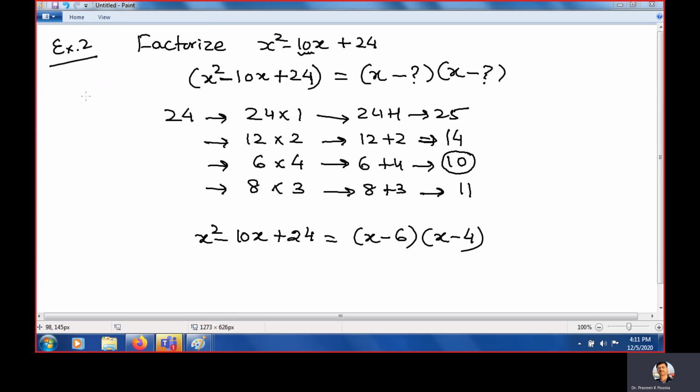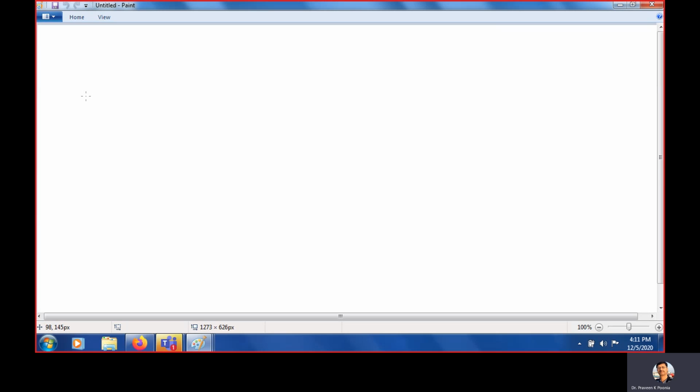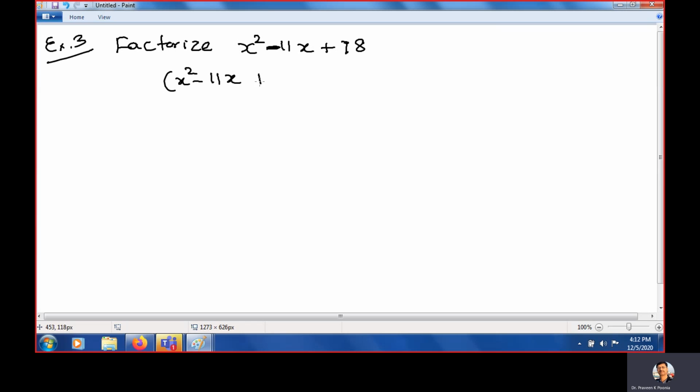Okay, let us solve one more question. This is example number 3. Factorize x square minus 11x plus 18. So here is minus here. So x square minus 11x plus 18 is equal to x minus one number will be here and x minus one number will be here.